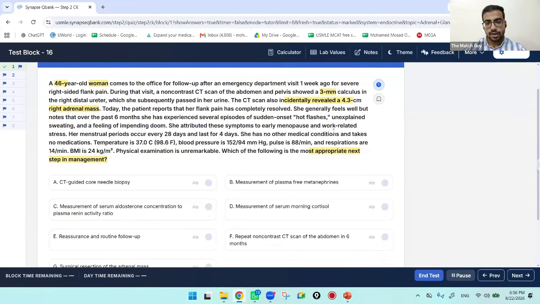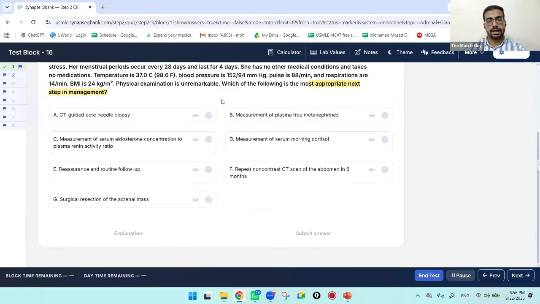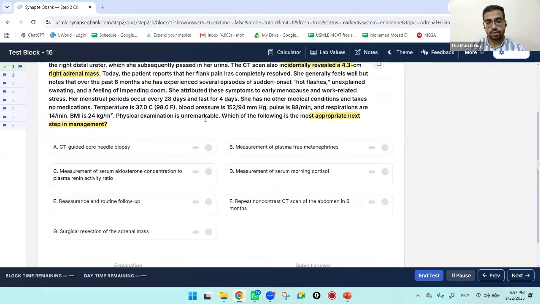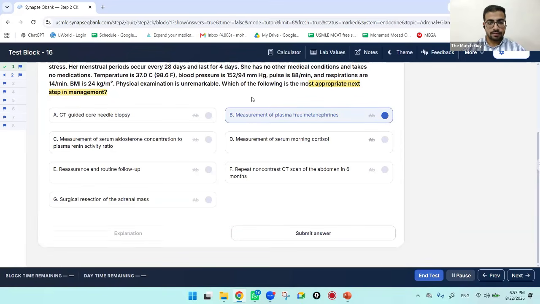So this question is something that we haven't discussed in the previous slides, and it's very important and very high yield. That's why I included this question today. Once you see an incidental diagnosis of an adrenal mass, the first step is to look if it is functional or not. By functioning, we mean looking for whatever hormones are getting released from the adrenal gland. Mostly here, I'm going to look for measurement of plasma-free metanephrine. This could be a pheochromocytoma, for example.